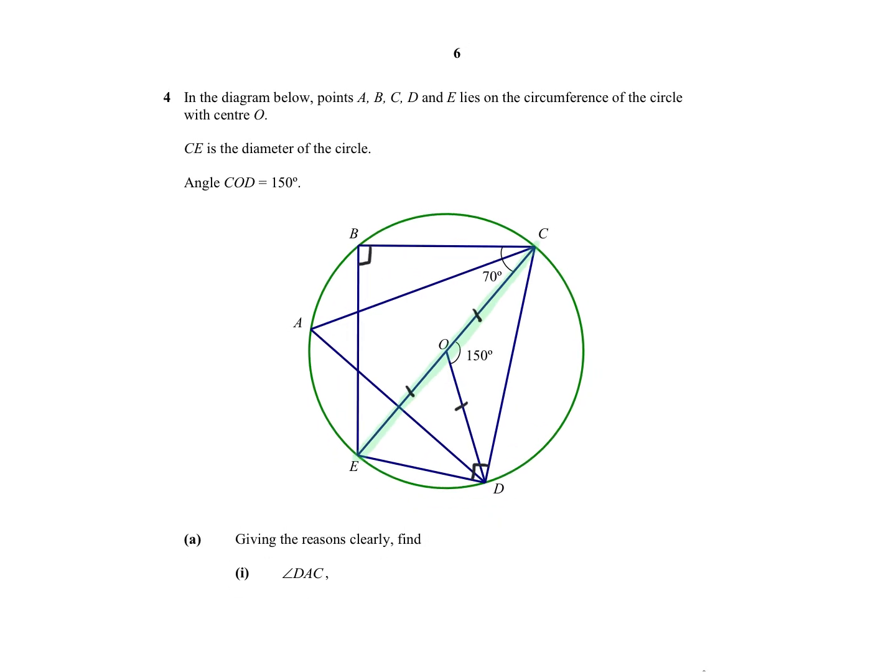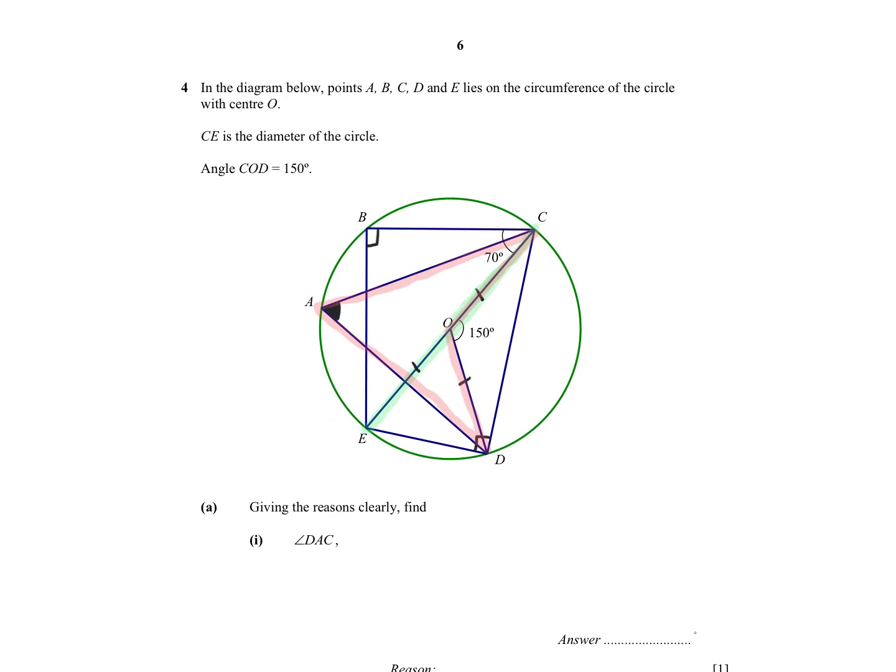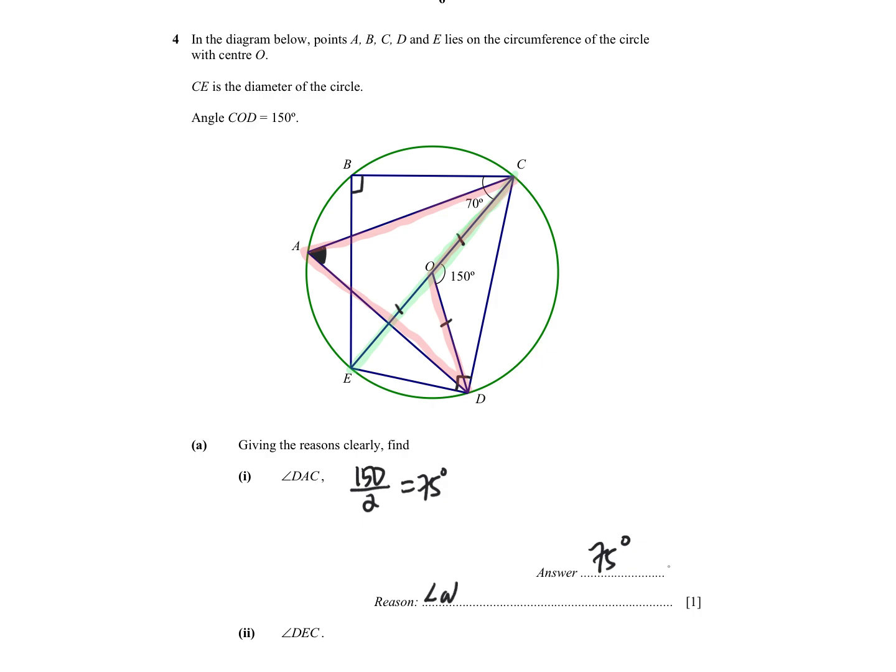Okay, next one. I want to find DAC. Can you see your rocket? So it's 150 divided by 2. If you can see your rocket like that, then you know it's just 150 divided by 2. 75. Reason? Angle at center is 2 times angle at circumference. So this is 75. Go and write it in your diagram.